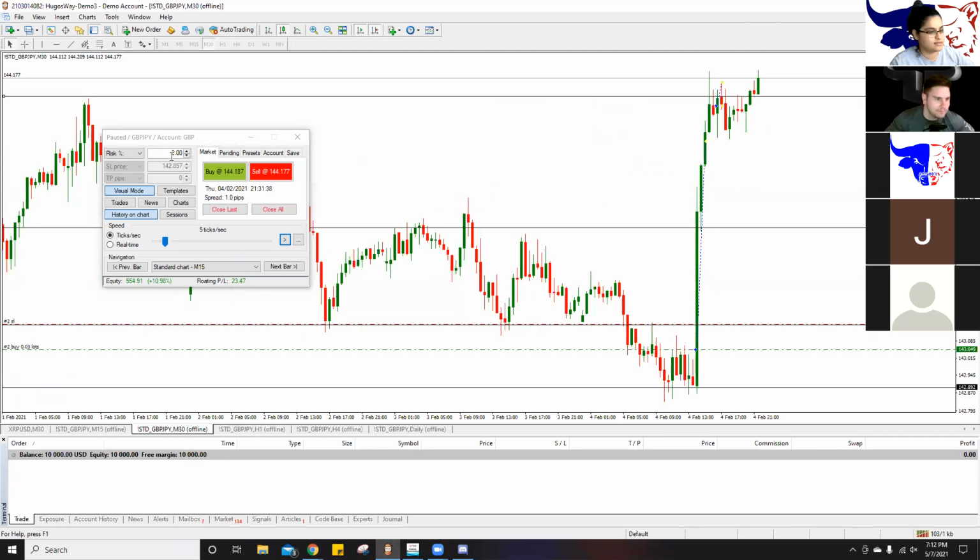So with a setup like this, I would probably go in with a 2% risk again after taking partials and being risk-free with the first entry.